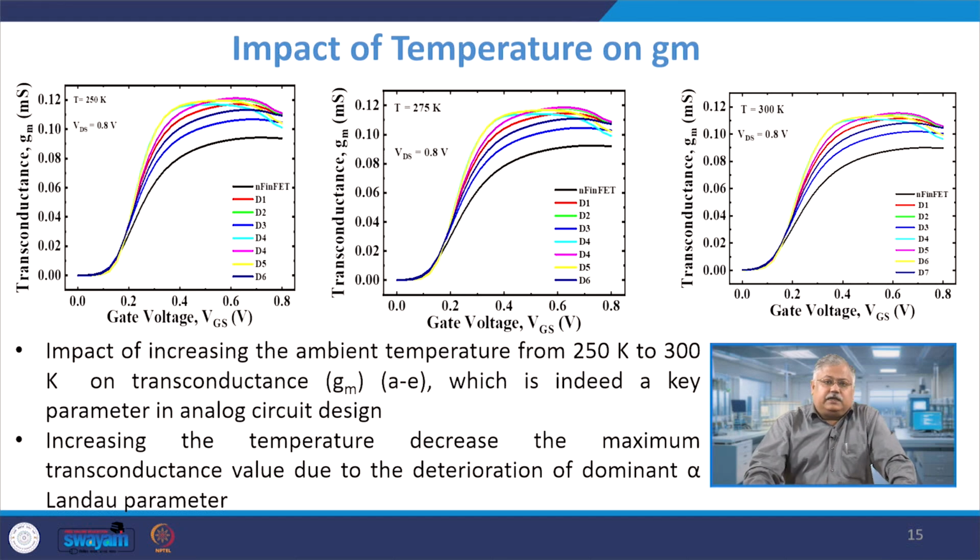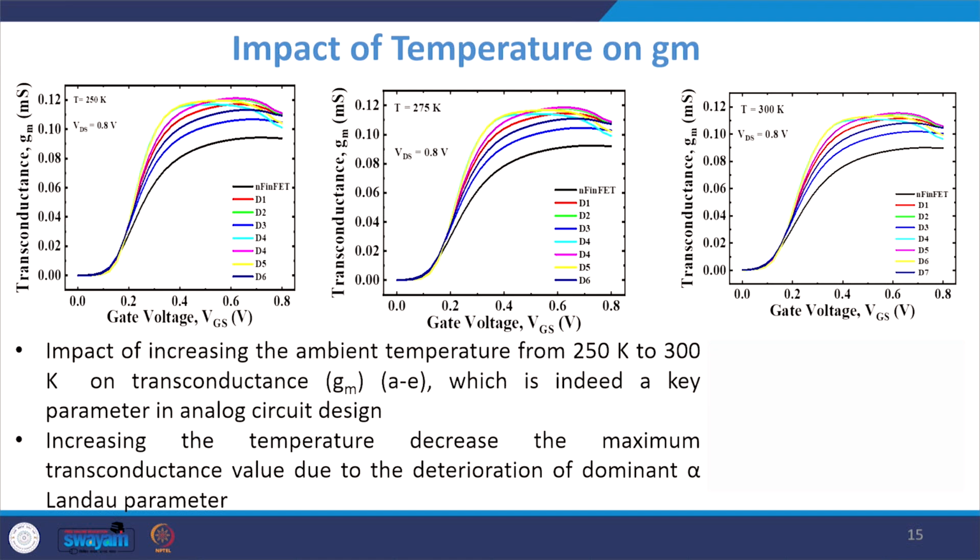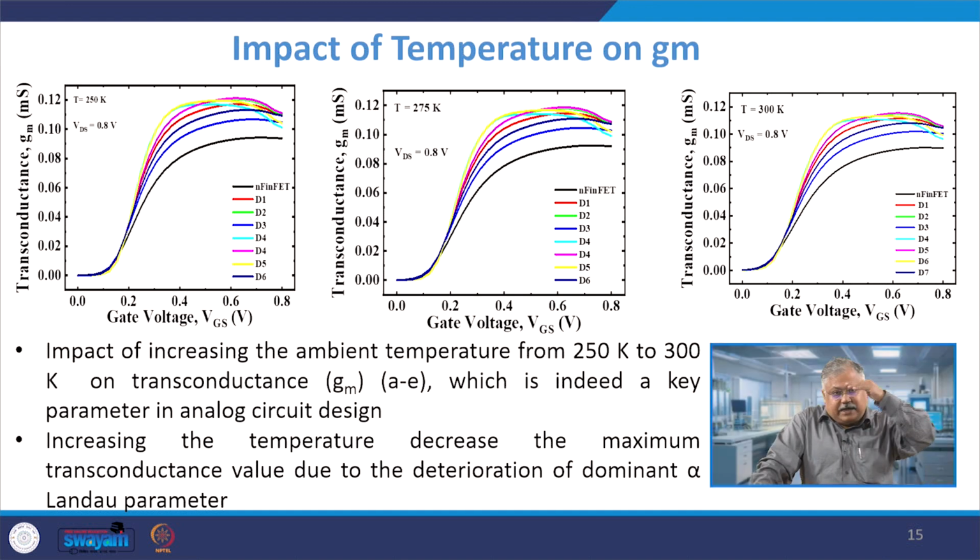Similarly, let us look at its influence on the transconductance of the device. Now, if I plot transconductance with gate voltage for various devices, then it can be seen that as the temperature changes, so this is for the various materials. The first one is 250 Kelvin, the second one is 275, and the third one is 300 Kelvin. If you look at the transconductance value, it actually falls down with higher gate voltage.